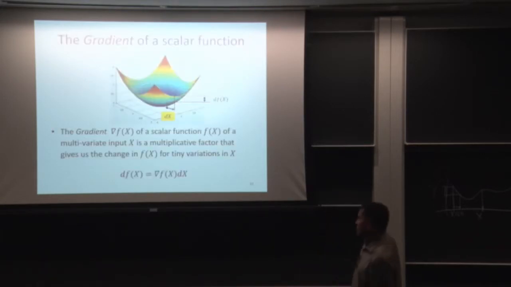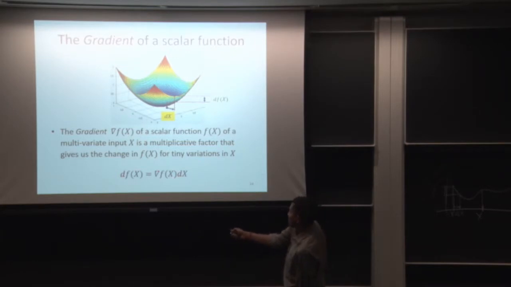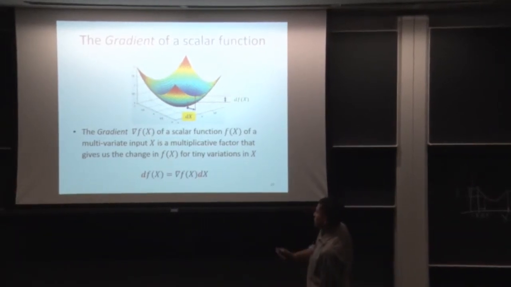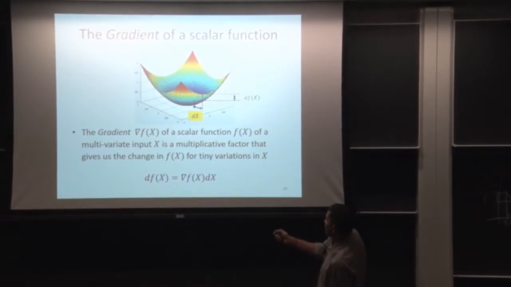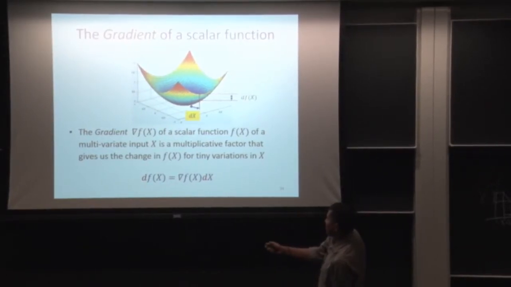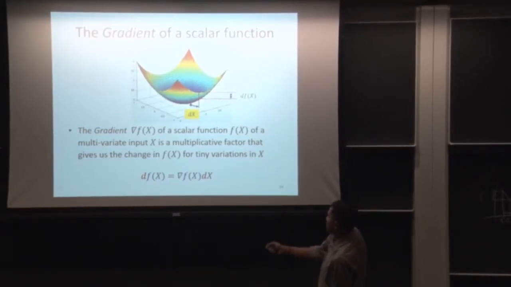And to understand that, let's go back and look at what the gradient is. The gradient is just this multiplicative term. The gradient of a scalar function f of x of a multivariate input x is a multiplicative factor that gives us the change in f of x for tiny variations in x.